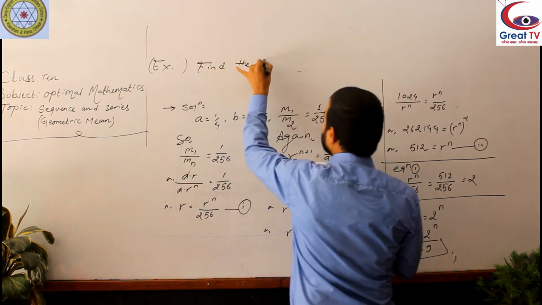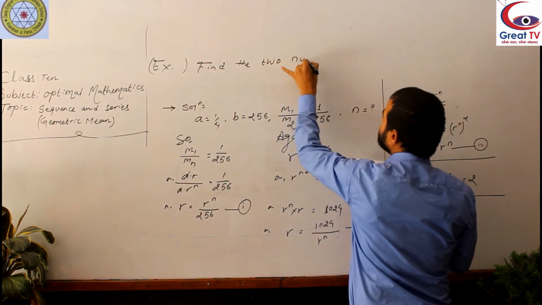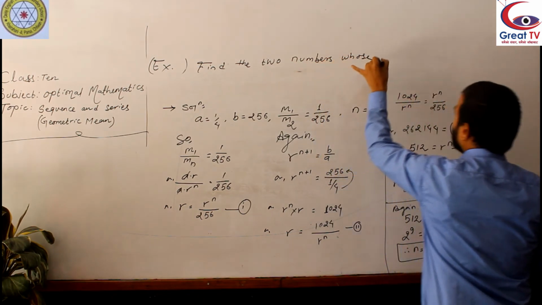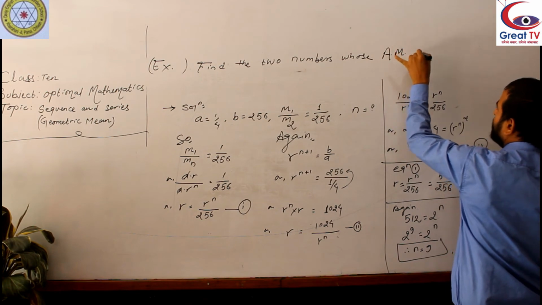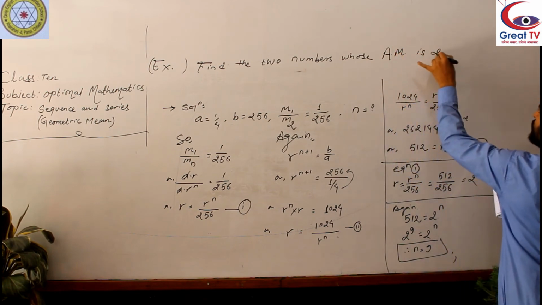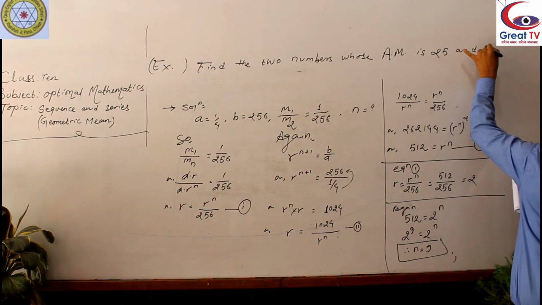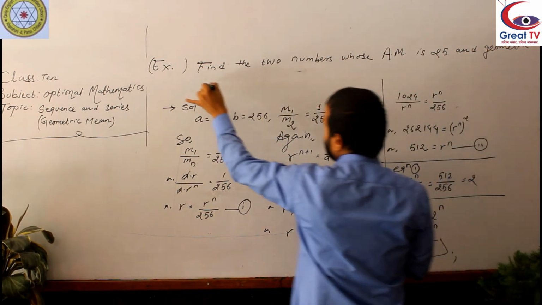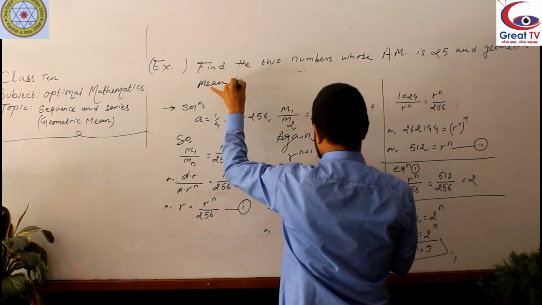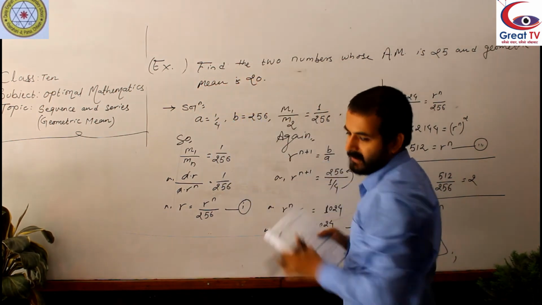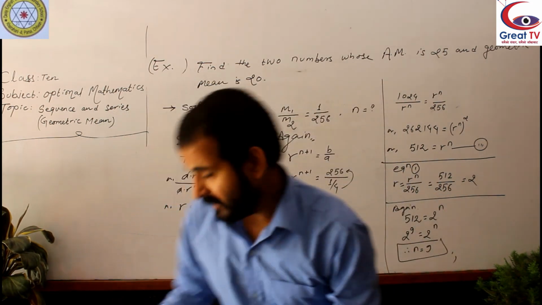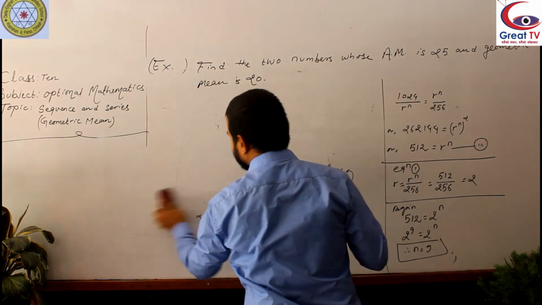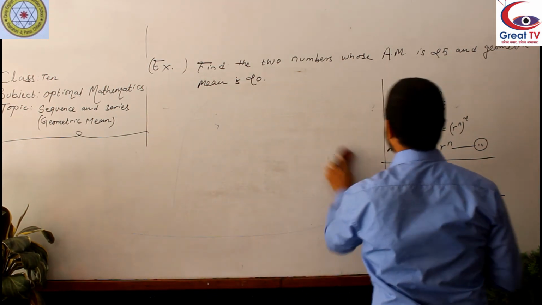Find the two numbers whose arithmetic mean is 25 and geometric mean is 20. Now by this question I am closing the topic. So try hard, read hard, and get some conclusion also by yourself.